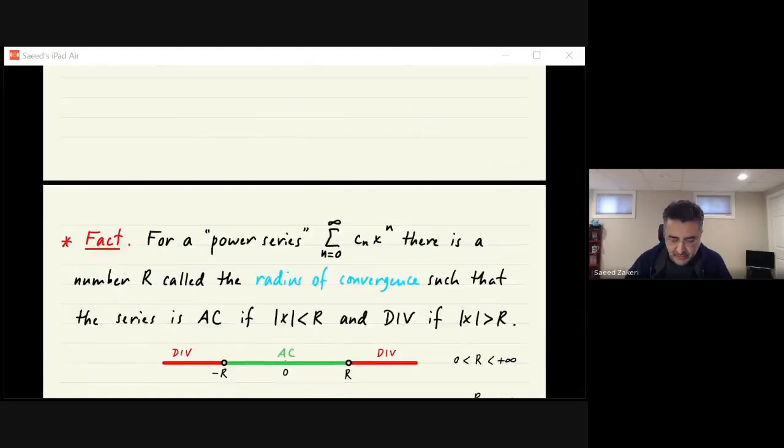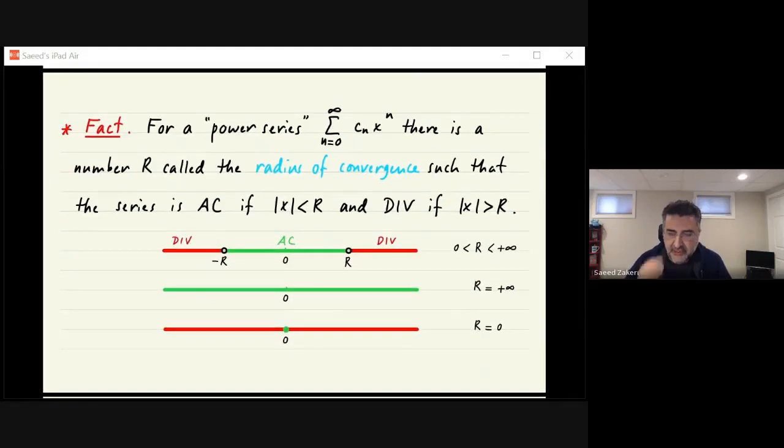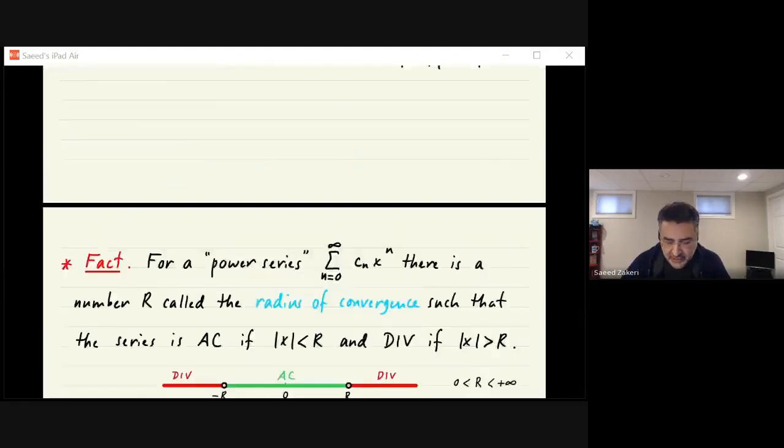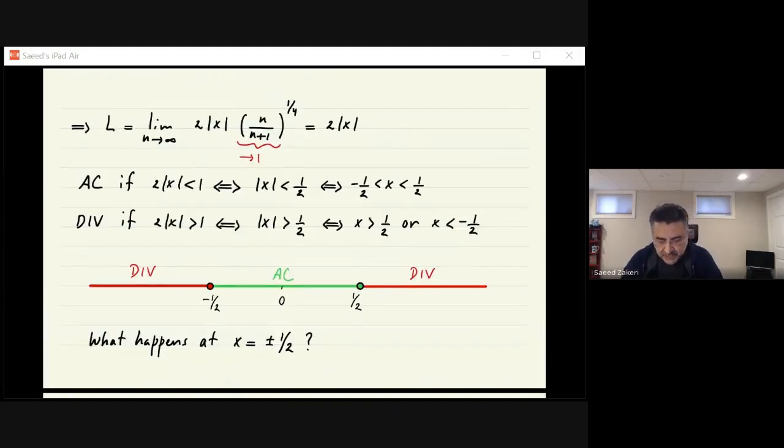So time is up. So let me just show you this last slide, which sets the stage for what's about to come next lecture. So you see here, in this example, I found some interval around the origin. The radius of this interval was 1/2. So take the origin, go 1/2 to the right, 1/2 to the left. In that interval, you have convergence. Away from that interval, you have divergence of that power series.